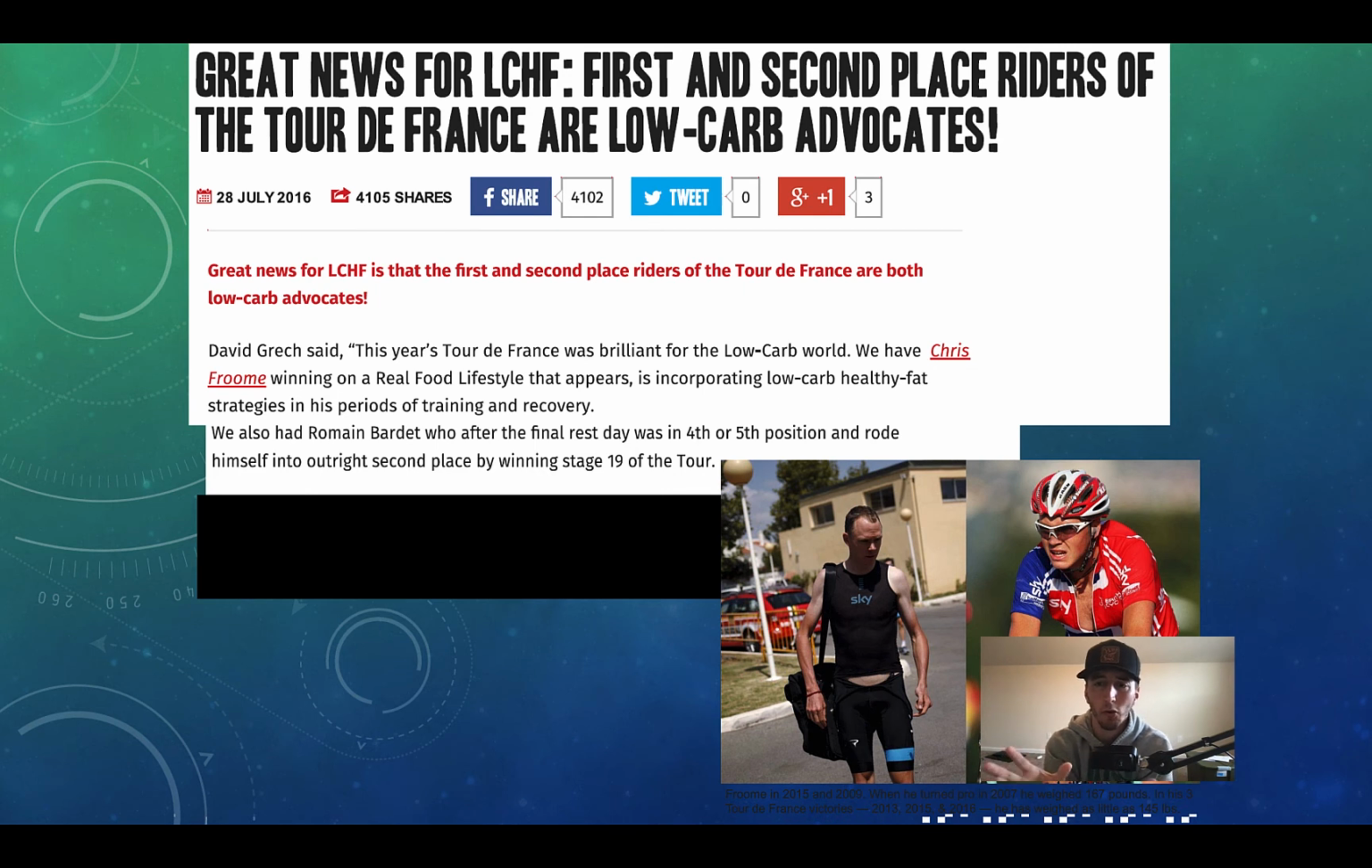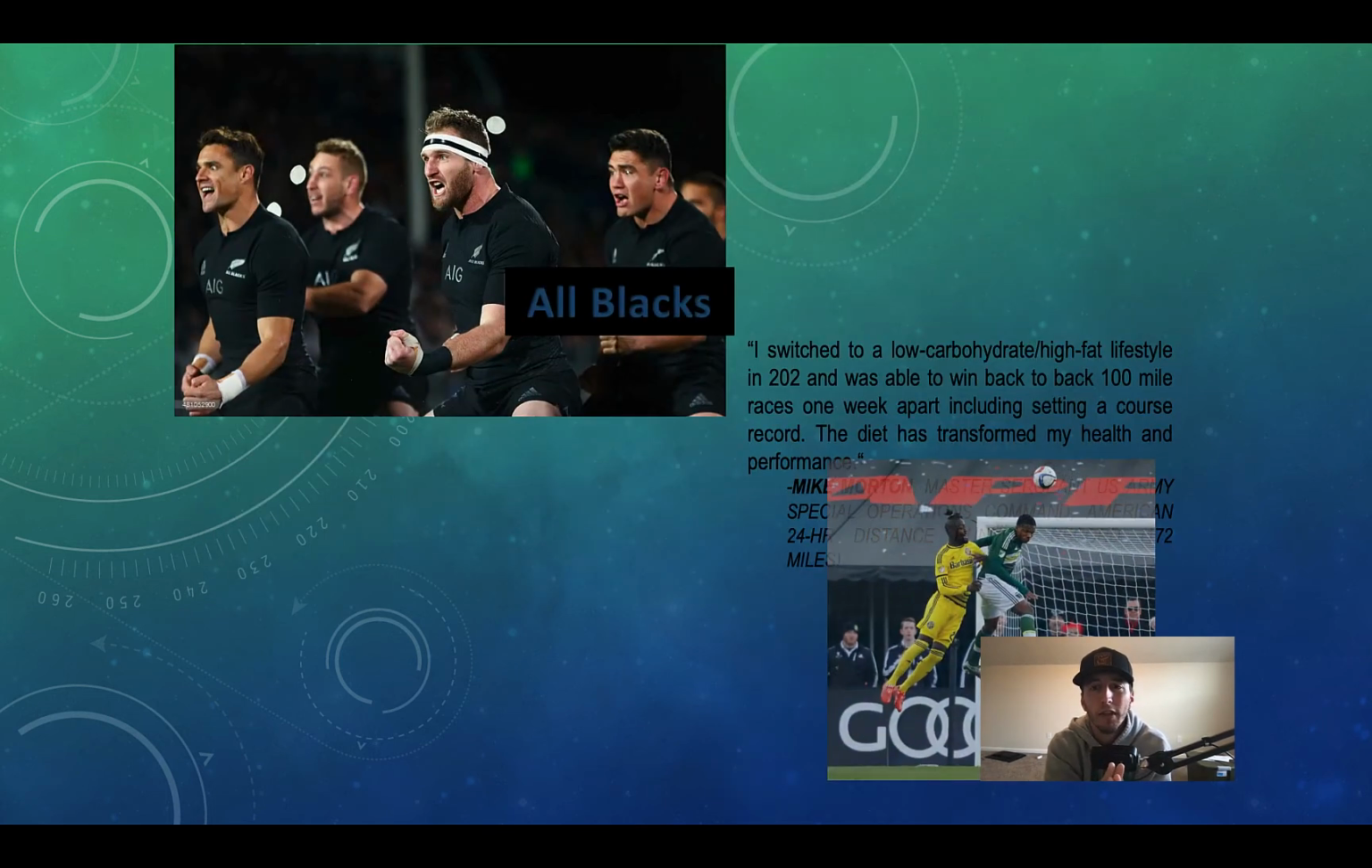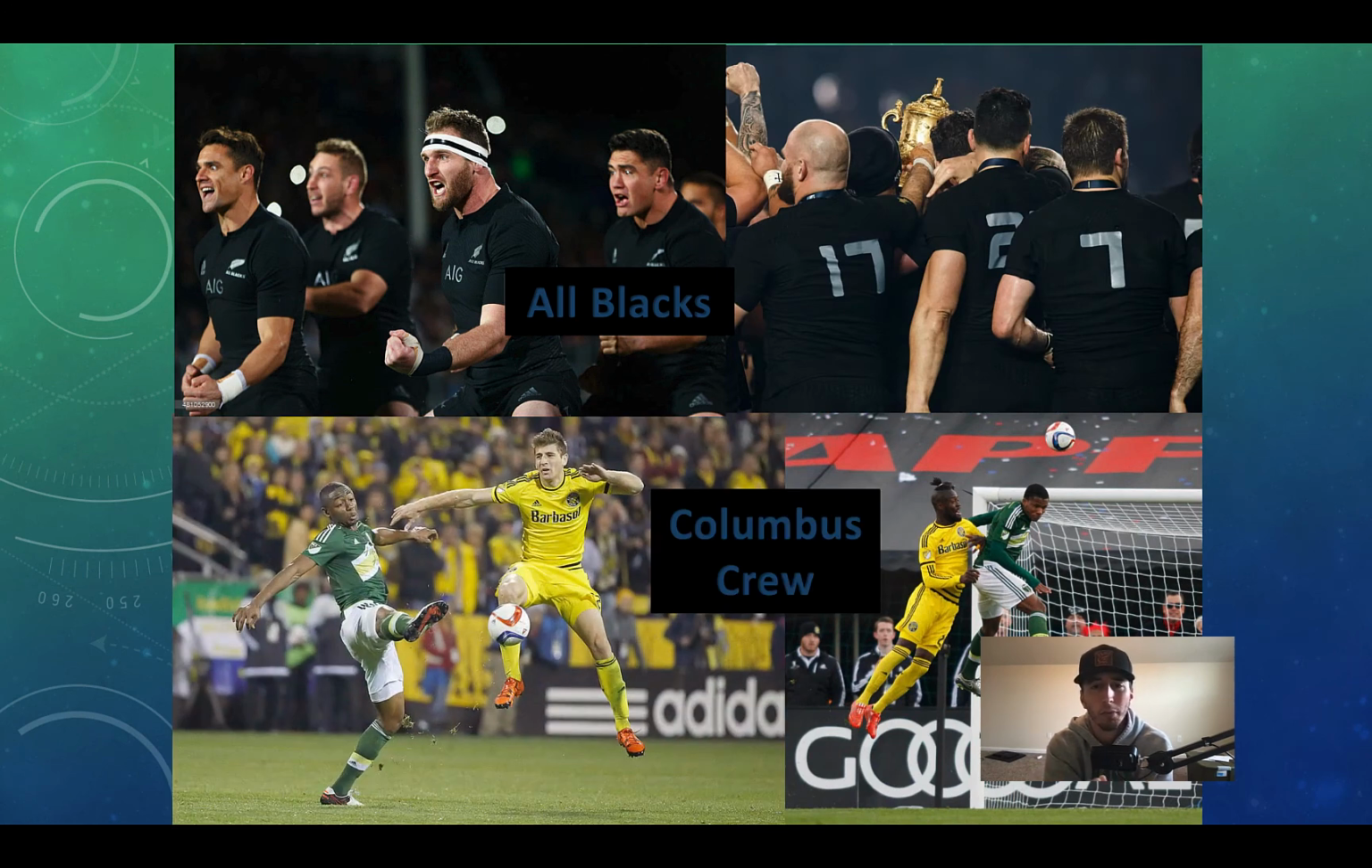It's not just ultra endurance running. It's not just these ultra endurance events, right? Cyclists are also making the switch. So this is Chris Froome, probably one of the most successful cyclists of all time, on a low carb, high fat diet. Incredible individual. The New Zealand All Blacks, the Columbus Crew, so professional soccer teams and professional rugby teams are making the switch from high carb to low carb because they don't feel that they actually need all the carbohydrates that are recommended for them in a day, right? Crazy to think that these teams are literally flipping the guidelines on their head.